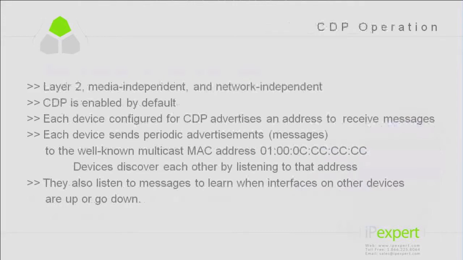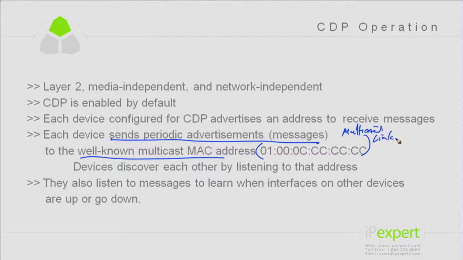Now, how does CDP operate? Well, remember, I mentioned that we have a multicast address. That well-known multicast address is going to be this value right here, 01-00-0C-CC-CC-CC. What's going to happen at this particular juncture is that we're going to start sending periodic advertisements to this multicast address. And again, this is a multicast link-local address, so these are never going to be forwarded.